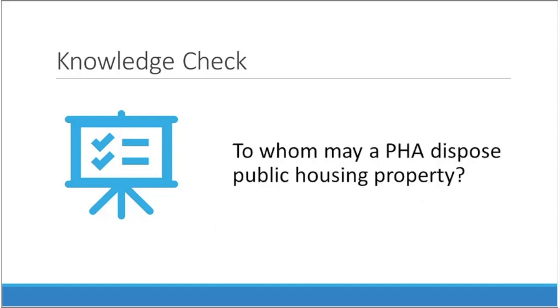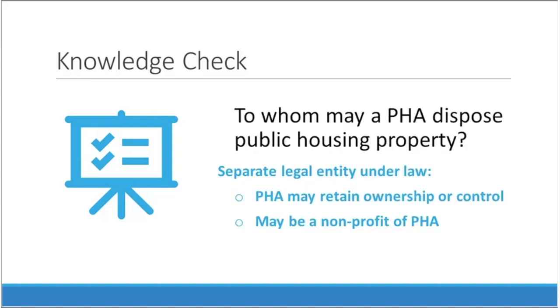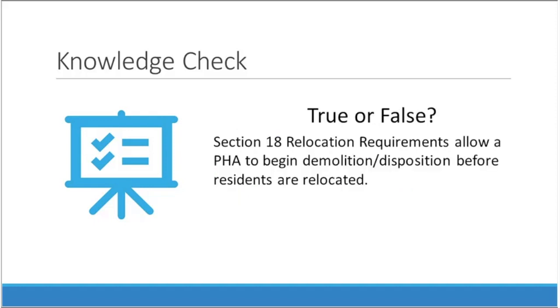Okay, next one. To whom may a PHA dispose of a public housing property? This one's multiple choice. All right, it's a separate legal entity. So a PHA may not retain ownership or control through a disposition as the PHA, but they may retain ownership or control if it is a nonprofit of the PHA. So it's kind of a trick question. This one would have been all of the above. It has to transfer.